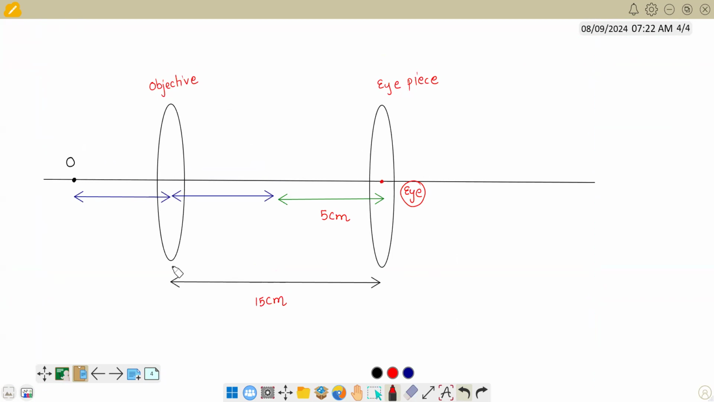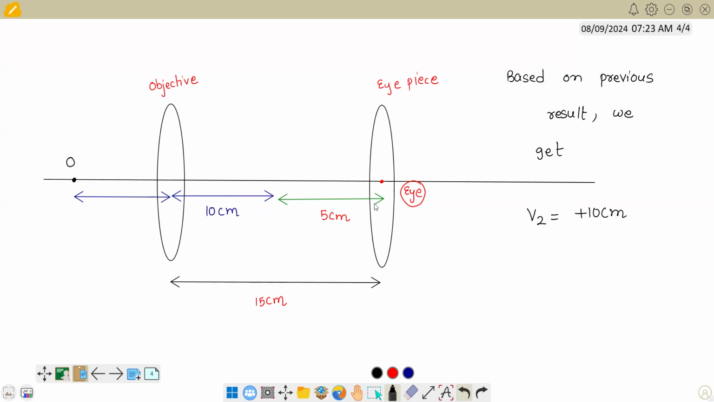Once we know this is 5 centimeter, we can find what would be the value of this. So this is 15, this is 5. We can write this value would be 10 centimeter. So based on previous result, we get V2, because this 10 centimeters is nothing but the image created by the objective lens. V2 is plus 10 centimeter.